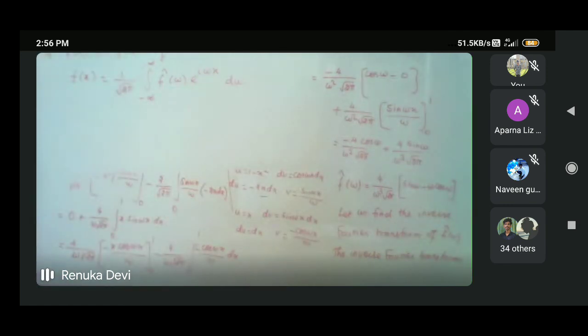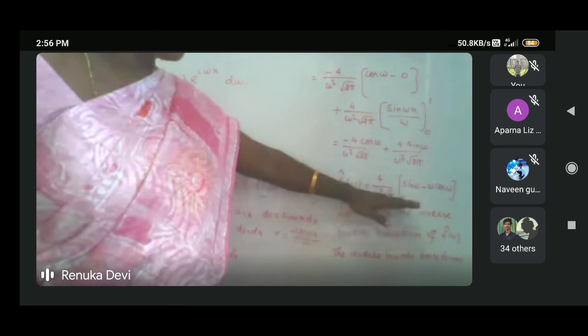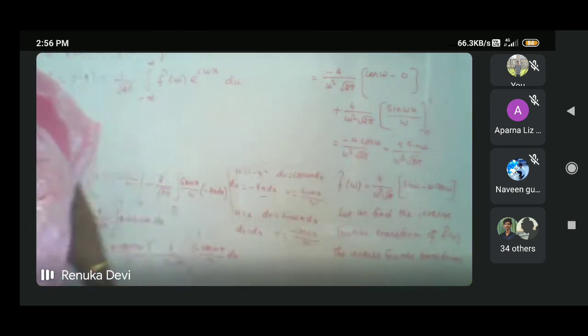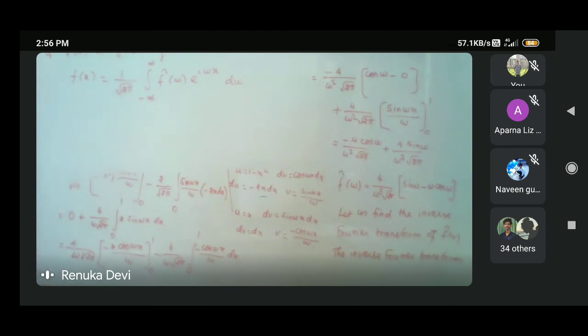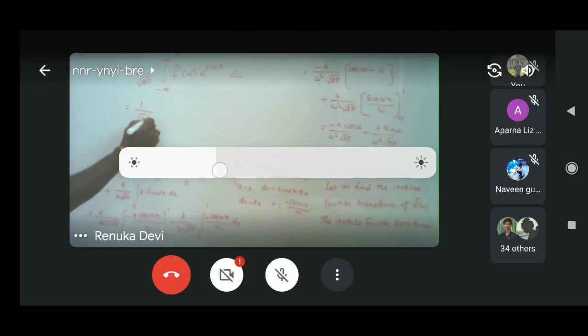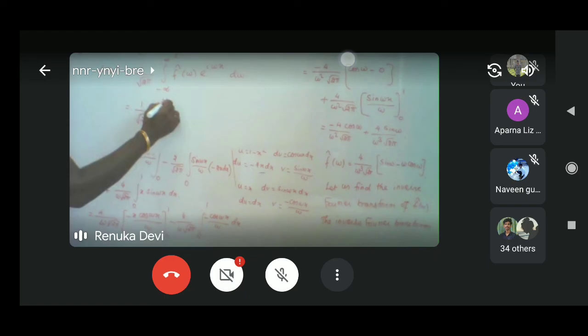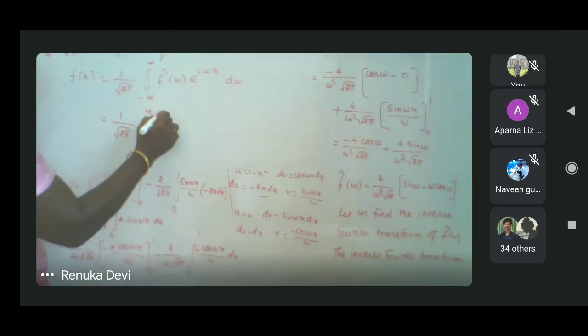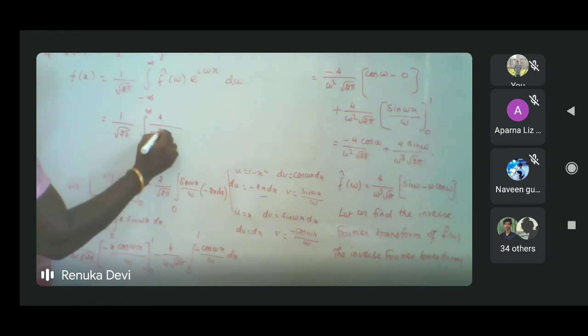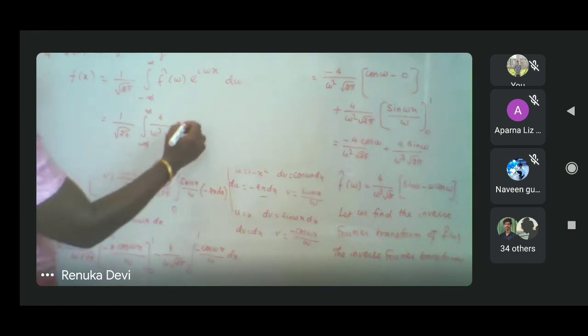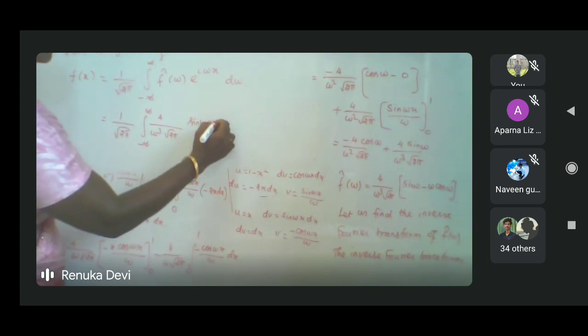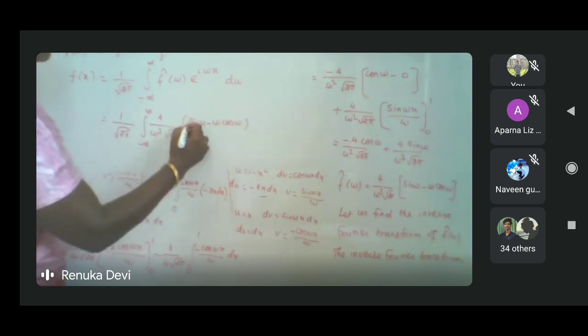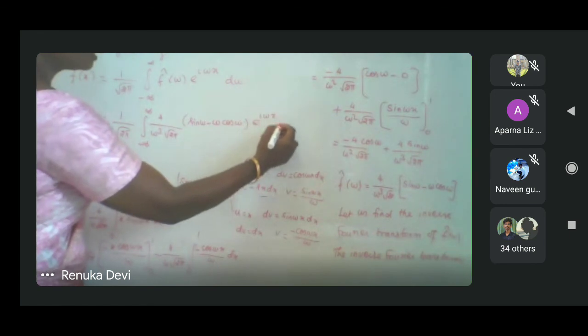Suppose the problem is asked to find only the Fourier transform, you stop with this. Otherwise, you have to evaluate. To evaluate the integral, we have to find the inverse Fourier transform. Otherwise, we don't want to find the inverse Fourier transform. So, what is your f cap? This is 1 by root 2 pi integral minus infinity to infinity, F cap of W is 4 by W cube root 2 pi (sin W minus W cos W) into e power I W x dW.